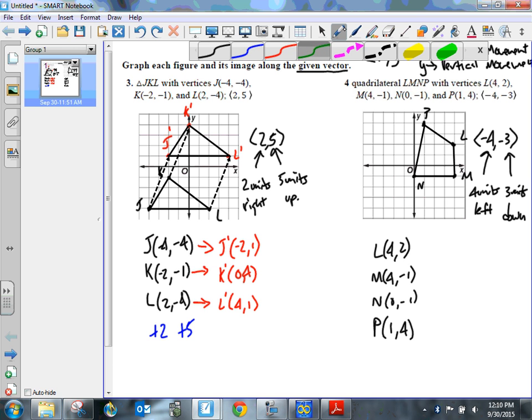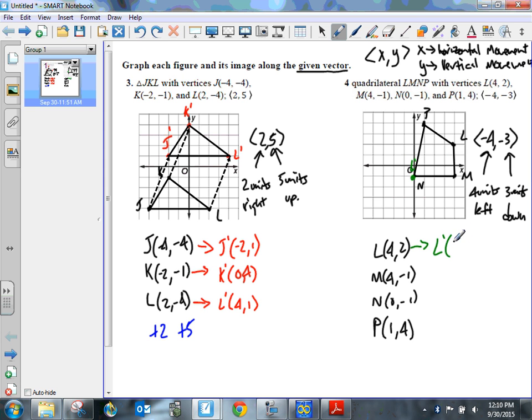I'll start with L. We're going to move 4 units to the left, so 1, 2, 3, 4, and then down 1, 2, 3. Okay, and that's L prime. So after the translation, L prime has the value 0, negative 1. If I do that for M, go 1, 2, 3, 4, and then go down 3, 1, 2, 3. I plot my point M prime down here. So M prime has the value of 0, negative 4.